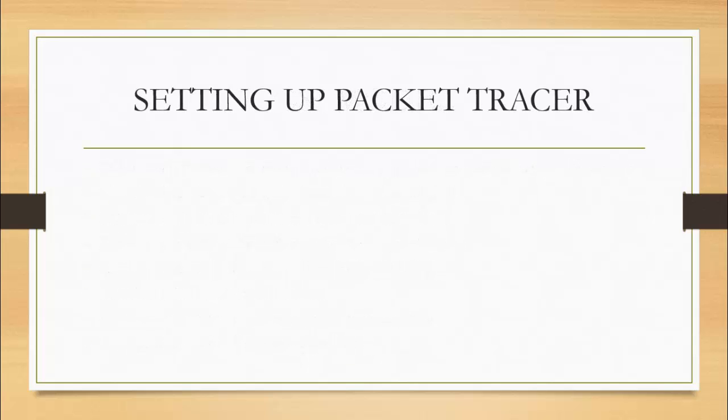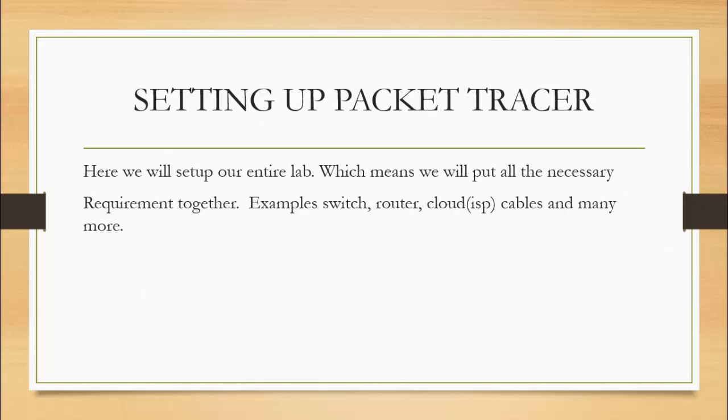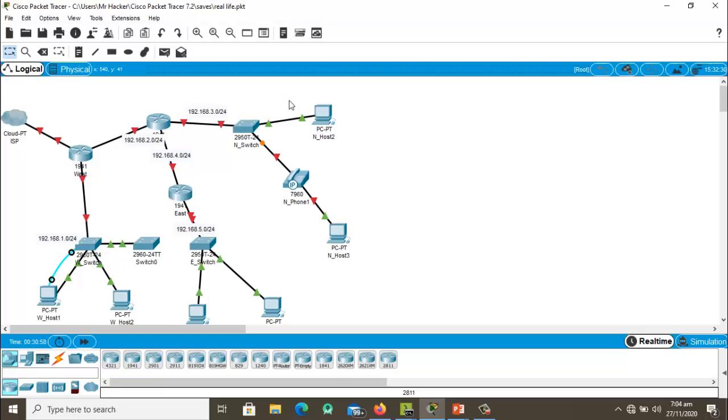Let's move on to setting up Packet Tracer. Here we will set up our entire lab, which means we will put all the necessary requirements together. We will have our switches, your routers, and the cloud. The cloud means here our ISP, either Vodafone or MTN, and our ISP address, the cables and many things. This one is our lab. So we are going to set up this lab and make it work as in reality.